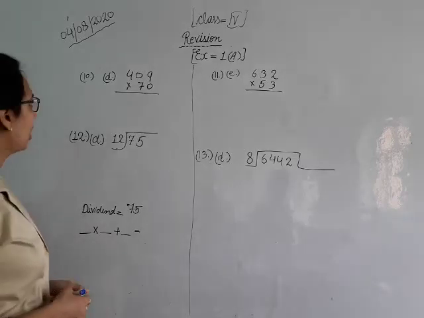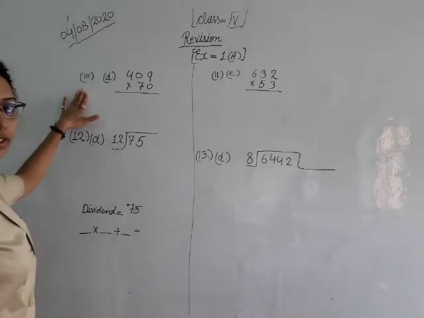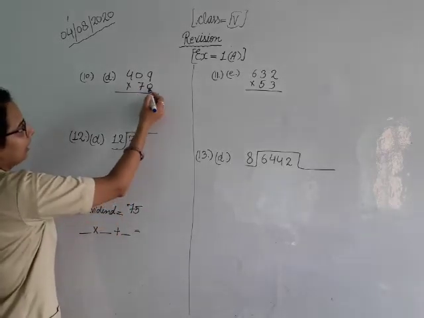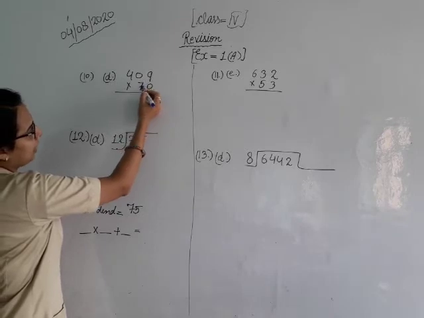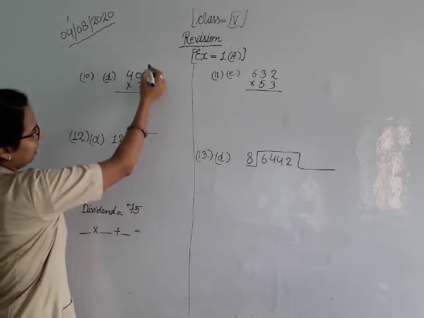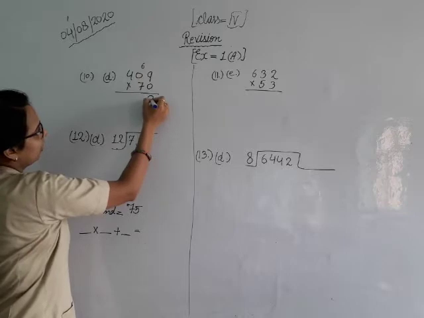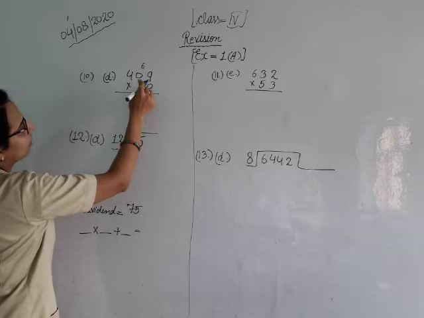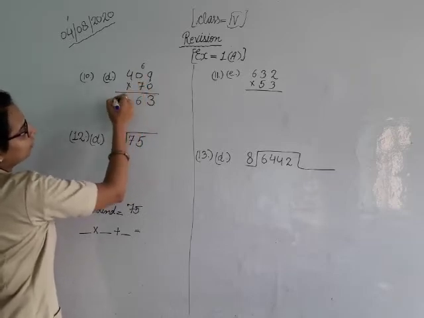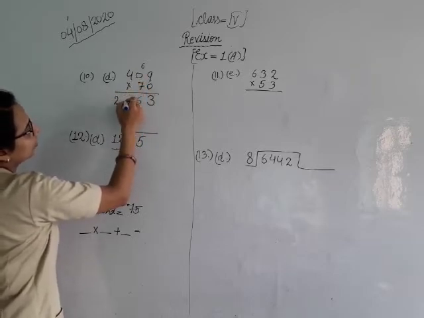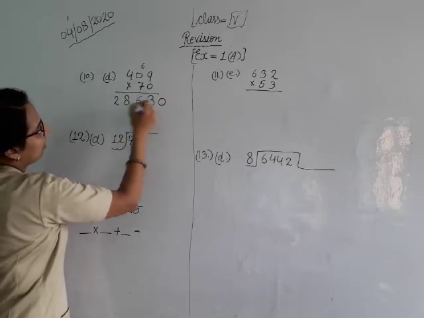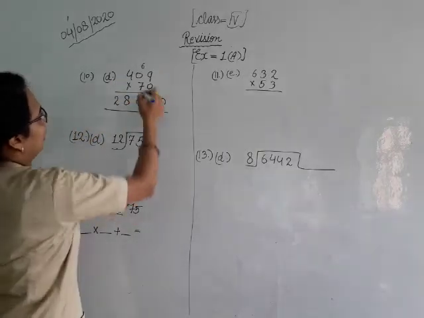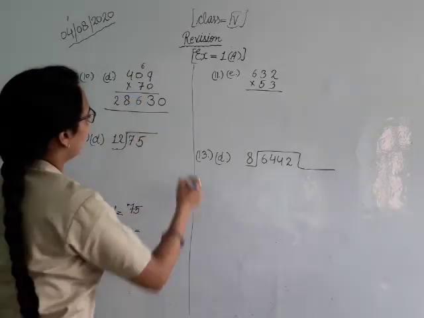Okay. Let's start now our next question. 10th question, D part. So in one go we have to do. Okay. Then leave 0 and multiply it by 7. So 7 9s are 63. Put here 3 and 6 here and 3 here. 7 zeros are 0 and 6. And then put 7 4s are 28. Okay. And put 0 at the last. No need to multiply it by 0 again and again. Just put 0 in the answer.